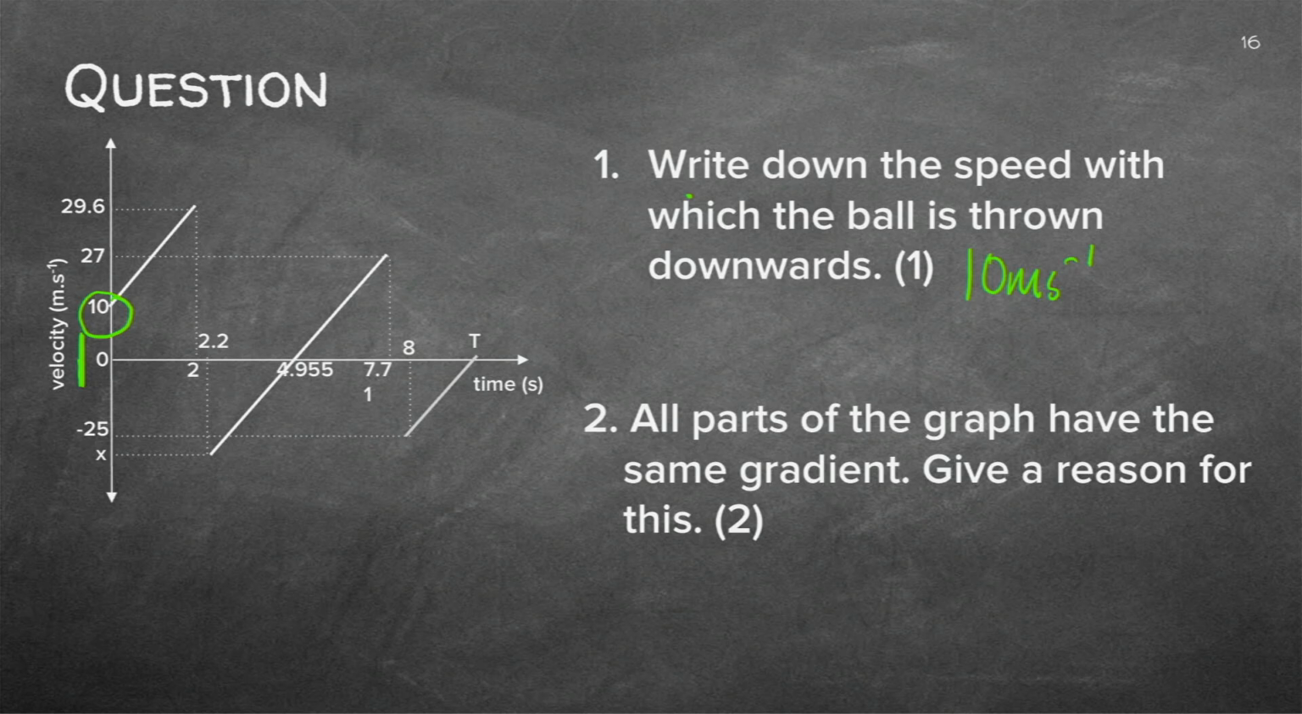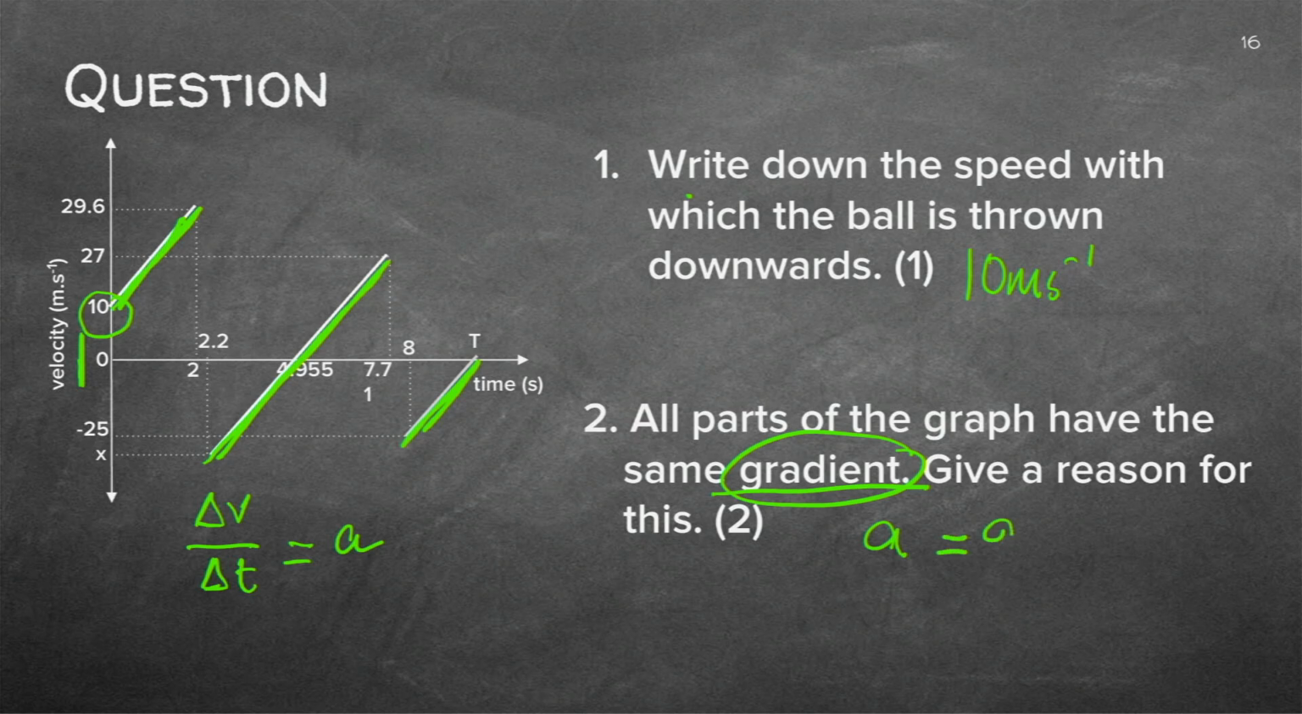All parts of the graph have the same gradient. We've done that in the previous question. So this gradient there is exactly the same as the gradient of that one and of that one. And we said delta V over delta T is the acceleration. So the first thing is the gradient represents the acceleration. And why is it the same?